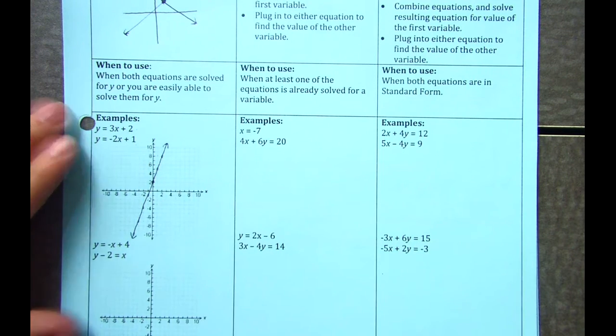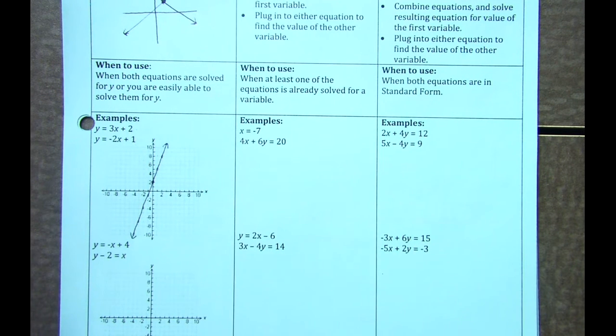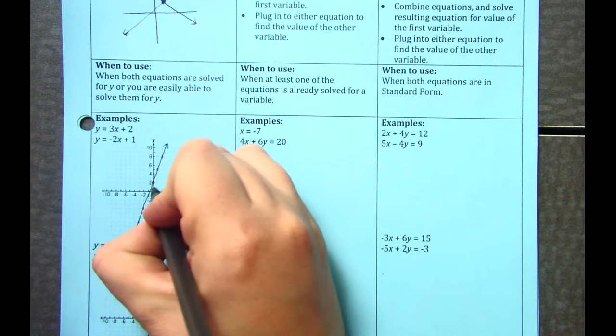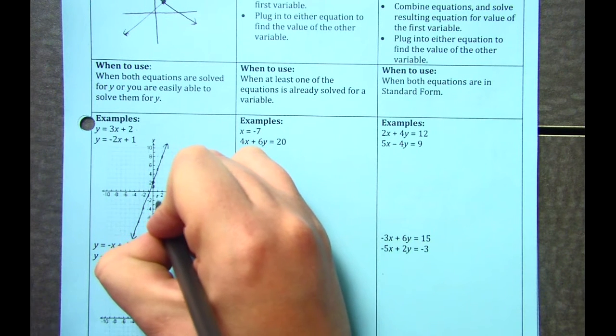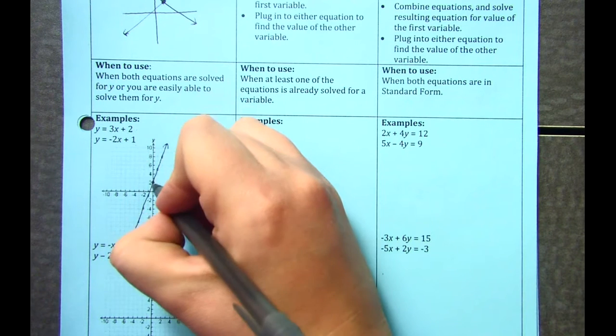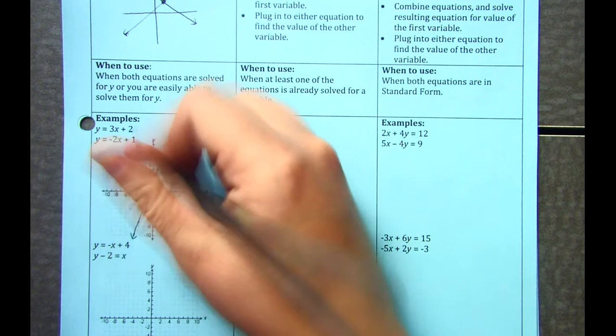There is one of them. The other one, I started at a positive 1, and I go down 2 right 1, down 2 right 1, or I go up 2 left 1.